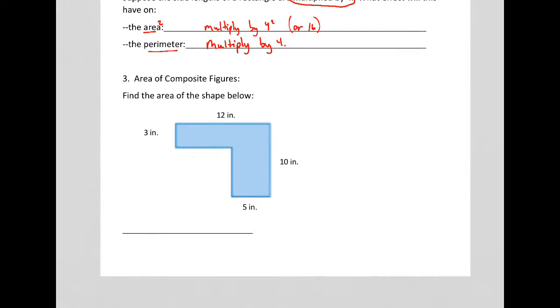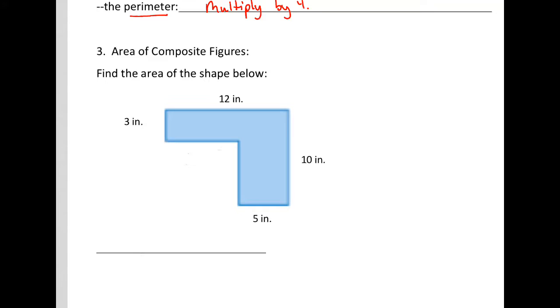Next one, number 3, area of composite figures. So you have to find the area of this shape. Now, I'm first going to decompose it. You can decompose it either here, or you can decompose it here. Whatever would be easiest for you. I'm going with what my eyeballs see first, and my eyeballs see there.